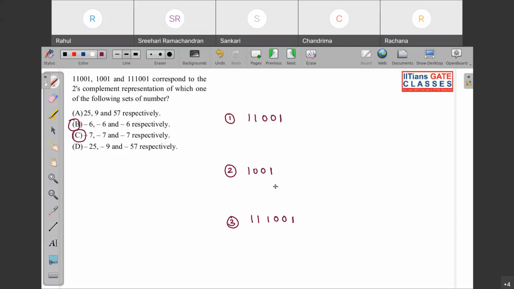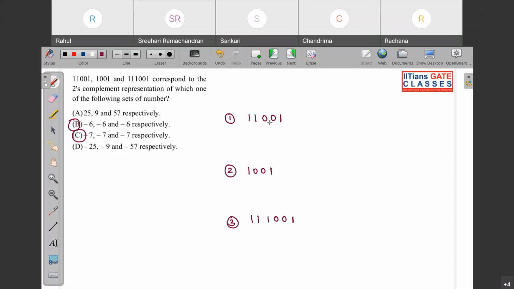Again, change Sankari. Sir, number of bits are different. So assume 0 on left. No, no, no. You won't be assuming zeros on left. Why are you going to assume zeros on left? So what is given in the question? These are your numbers, okay? 1, 2, and 3 correspond to 2's complement representation.